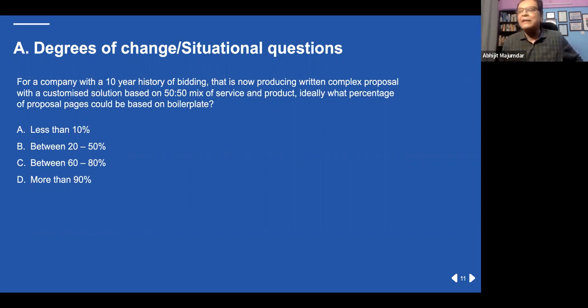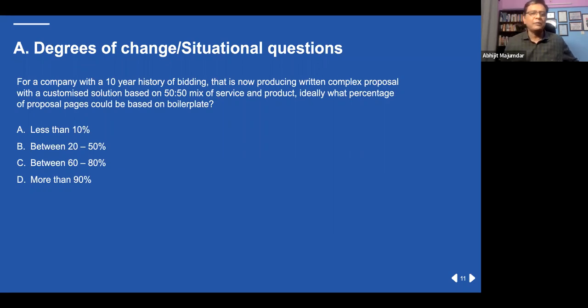But the service can be different. Why? Because the proposal may be about an upgrade of the product, or it can be an implementation of the product, or it can be a customization of the product. So the service can change, but the product remains the same. So obviously 50% or less than 50% of the boilerplate can be used.